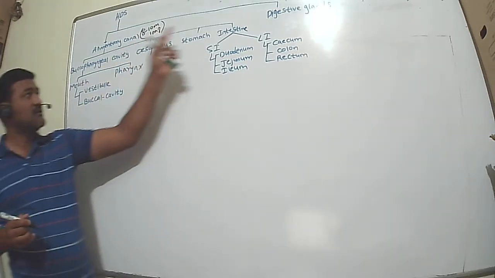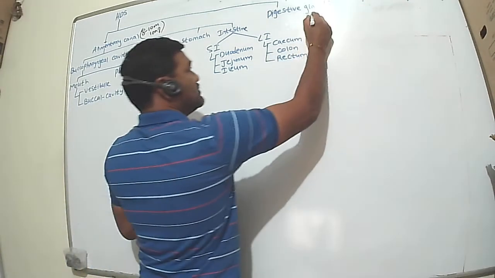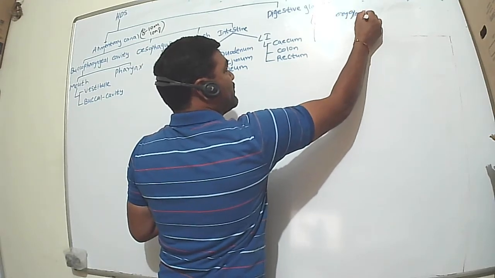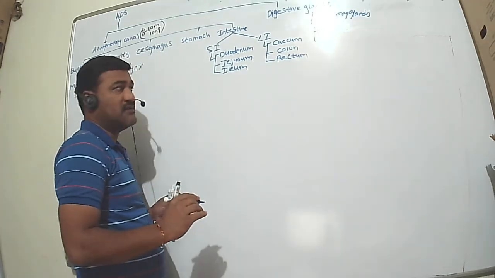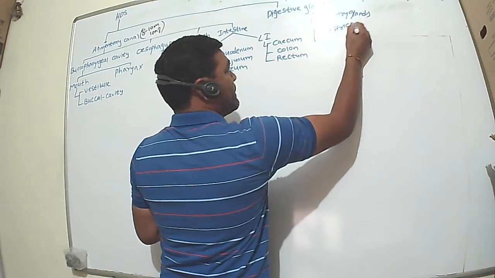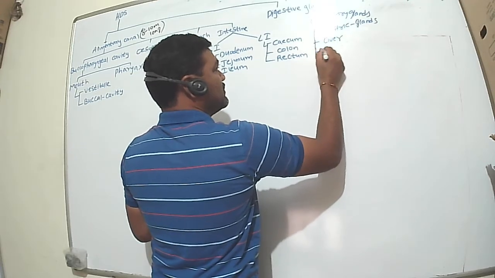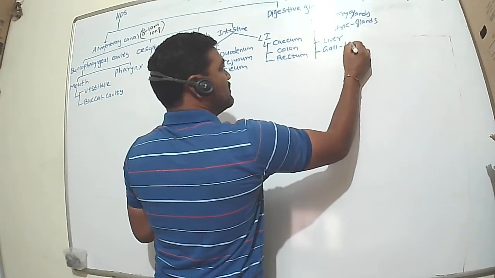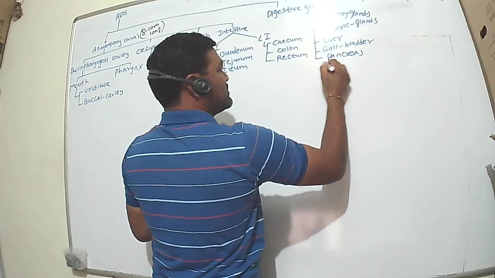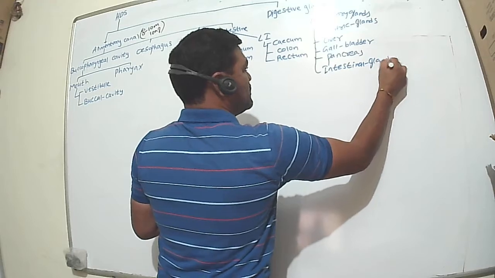And the other thing is the digestive glands. Okay, I forgot to write the digestive glands. So there are different digestive glands. In the mouth, first you have the salivary glands, and then in the esophagus you don't have any digestive glands. And then in the stomach you have gastric glands, and just near the stomach you have the liver, gallbladder, pancreas, and finally in the intestine you have the intestinal glands. Okay, these are the digestive glands.